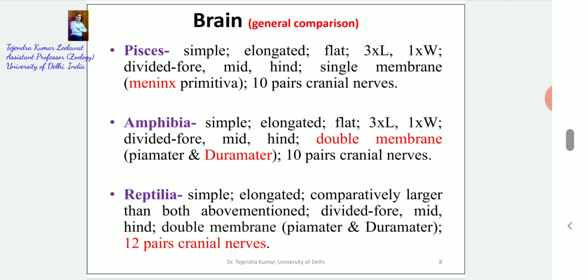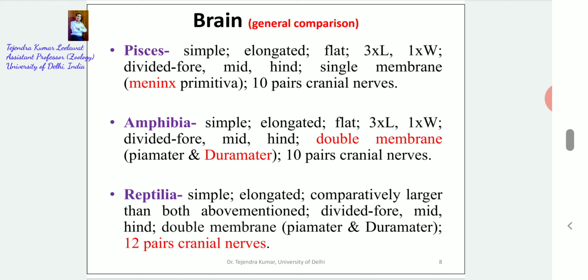In case of amphibia, the brain is not much more differentiated than Pisces, except in some cases. These are also simple, elongated, flat, 3 times length compared to the width, divided into fore, mid and hindbrain. Here, double membranes are present, pia mater and dura mater. Meninx is related to the pia mater, but exactly not, it is not quite pia mater. Okay, so that's why I red marked the dura mater, and 10 pairs of cranial nerves are also present here.